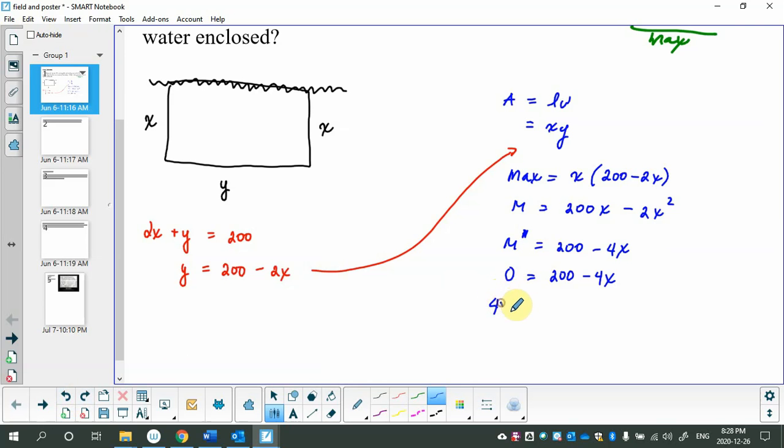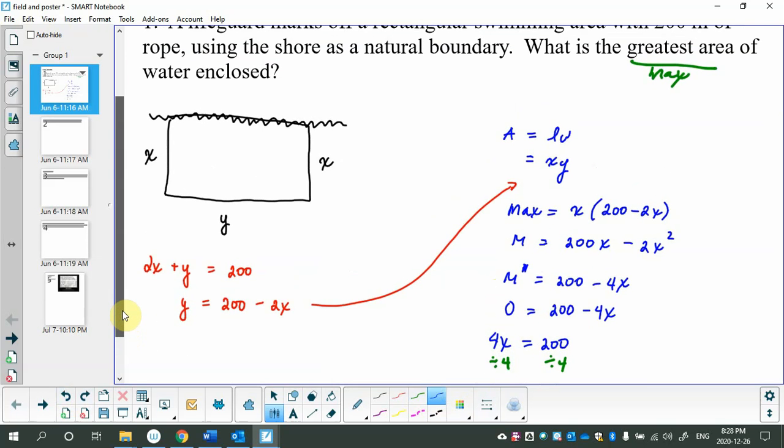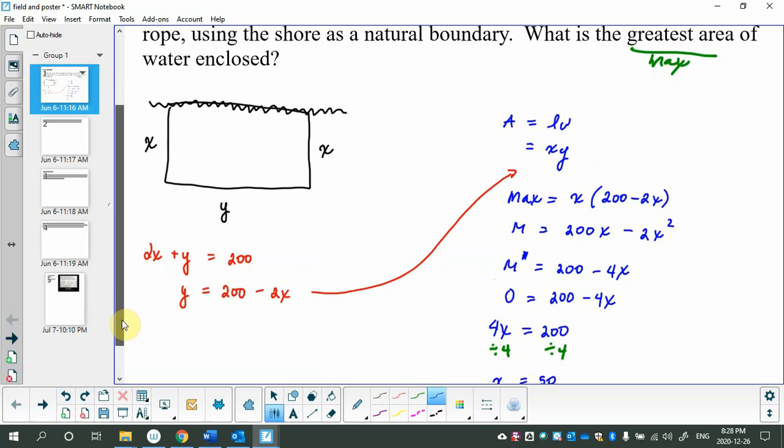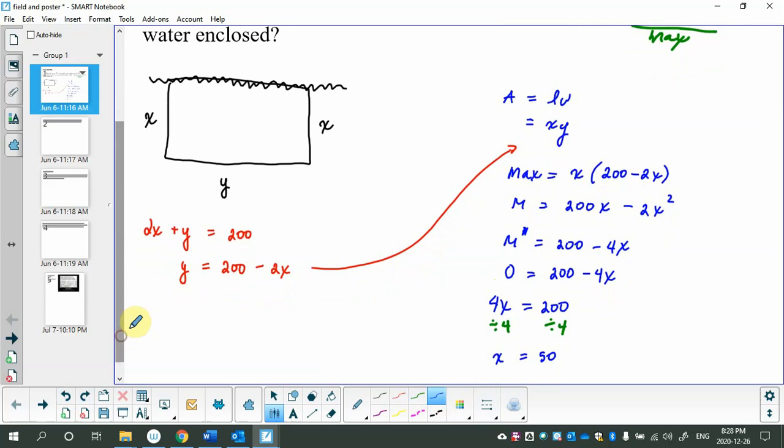Bring the 4x over and make it positive. Divide by 4, divide by 4, and I have x is equal to 50. Read the question: what is the greatest area? I actually don't care what the other dimension is. I only care about the area. So I am going to star this, because that will give me the area if I plug 50 in where the x's are.